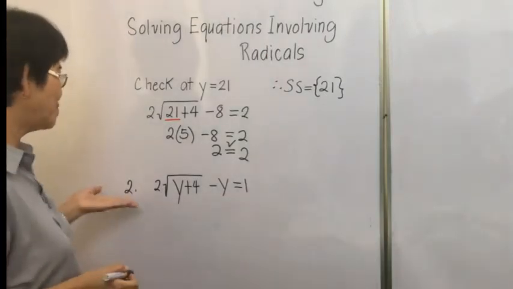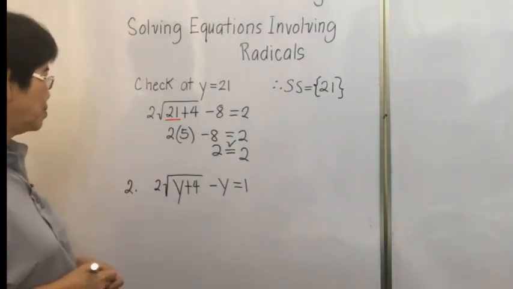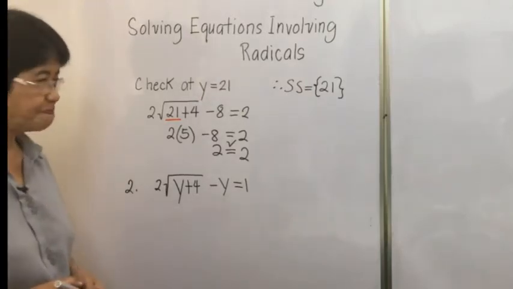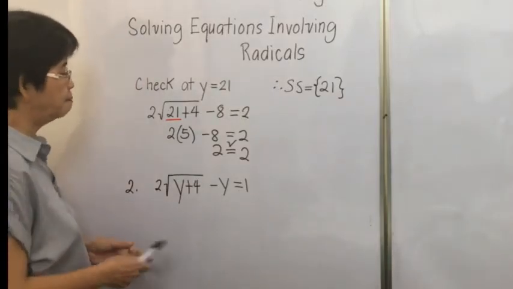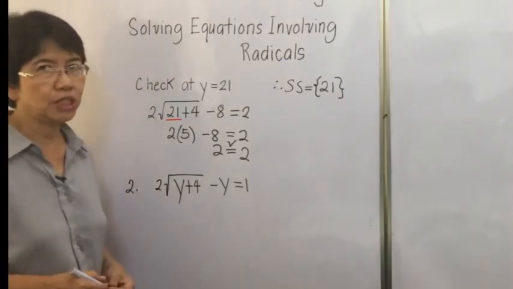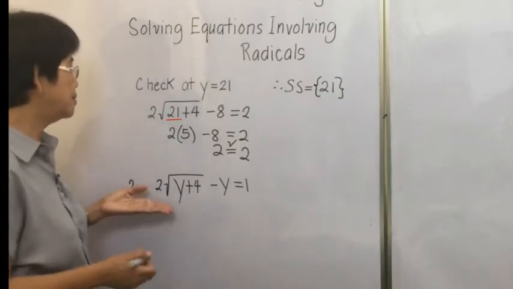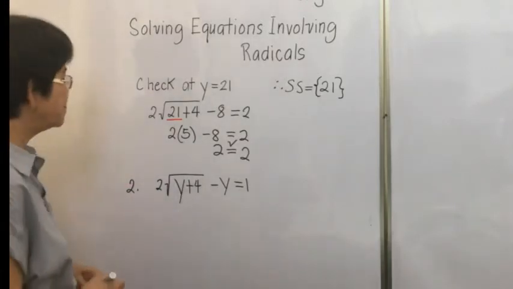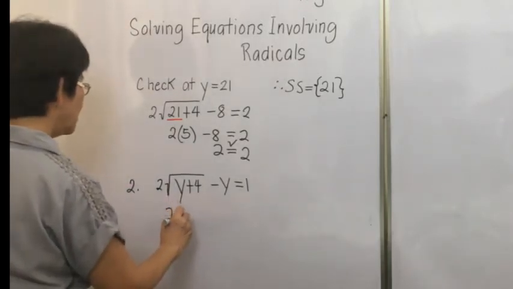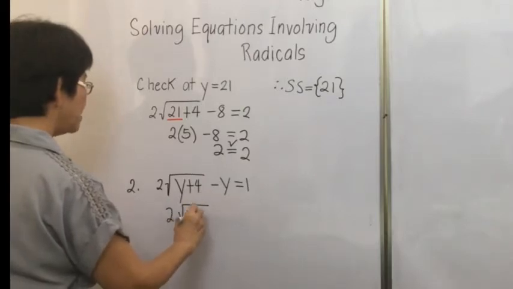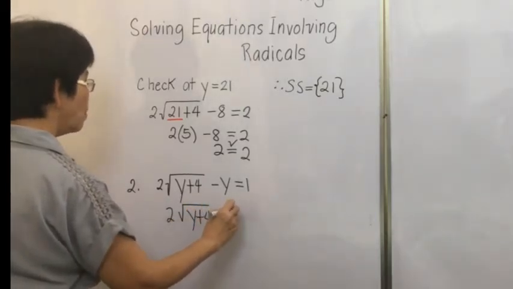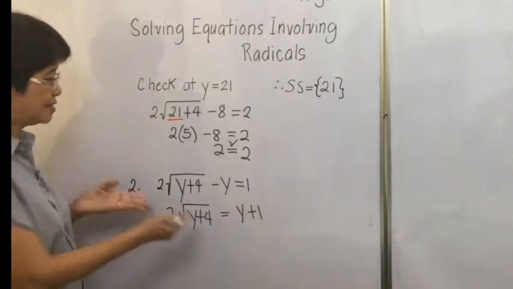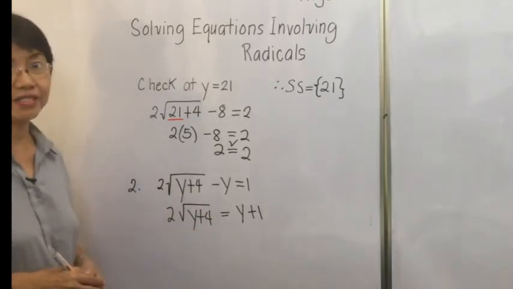Let's move on to example number 2. We have 2 square root of y plus 4 minus y is equal to 1. So we have here an expression which is not inside the radical. So we will isolate this radical by adding y to both sides of the equation. And so we have 2 square root of y plus 4 equals y plus 1. And since this is already isolated, then we can square both sides.